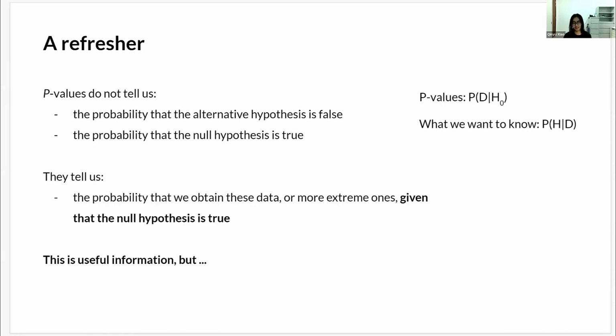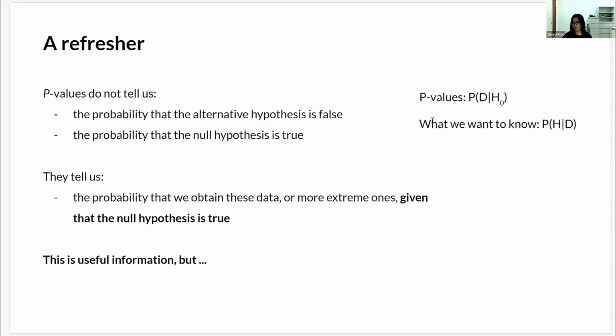there's no difference. What p-values tell us is the probability that we obtain the data that we have at our hand, or more extreme data, given that the null hypothesis is true. So if you are familiar with probability notation, here's what p-values tell us. The probability of our data given the hypothesis, given the null hypothesis in particular. This vertical line here means conditional probability. So we assume that the null is true and we have the probability of our data or more extreme data, and that's what p-values tell us.